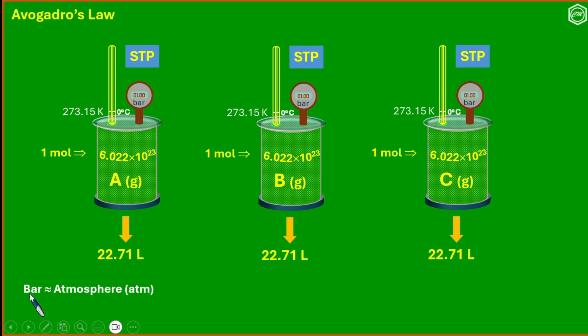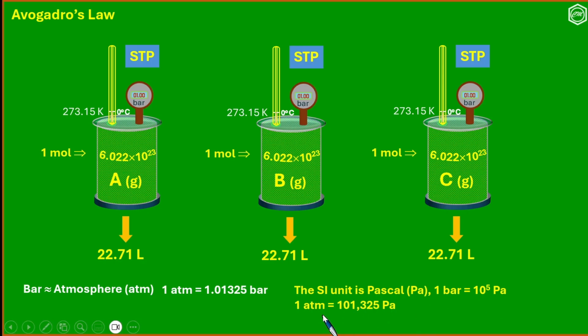The unit for pressure, bar, is approximately equal to atmosphere, abbreviated as ATM. 1 atmosphere equals 1.01325 bar. The SI unit is Pascal. That is 1 bar equals 10^5 Pascal, and 1 atmosphere equals 1.01325 × 10^5 Pascal. 1 Pascal is equal to 1 Newton per meter square.